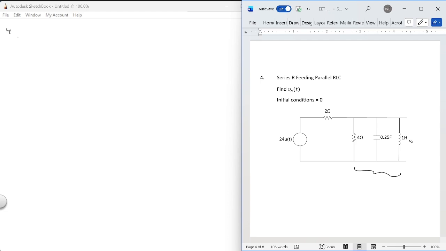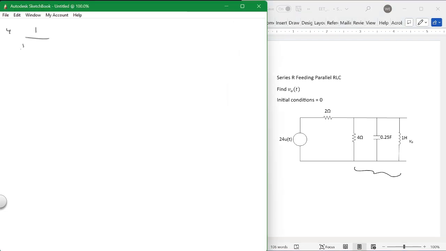But that being said, this is not easy, but this is 1 over 4 over S, or S over 4, plus 1 over S for your inductor. Okay, so this comes out to be 4S over S squared plus S plus 4. Okay, so that's that part of it.